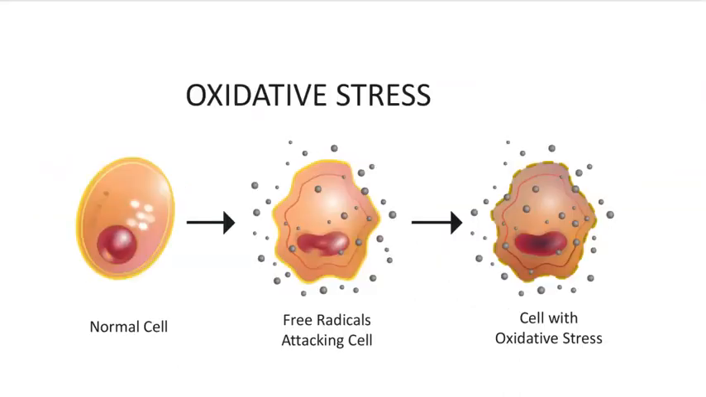This image shows oxidative stress on a cell. On your left you have a normal cell without free radicals attacking it and without oxidative stress. But the more free radicals and the longer period of time it is attacked by free radicals, it will be damaged, and this increases aging of the cell, and it breaks down different tissues that these cells are incorporated in.